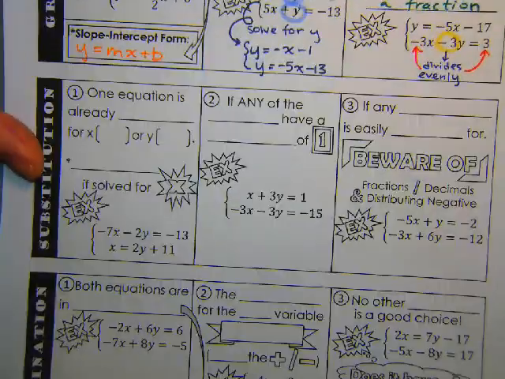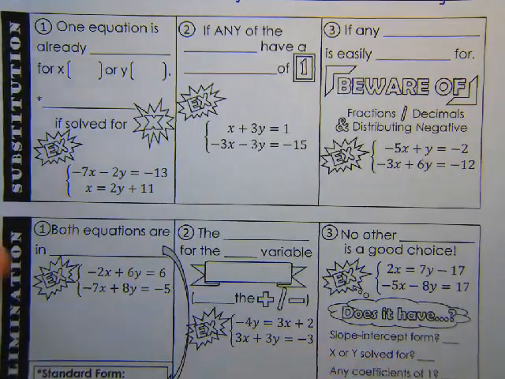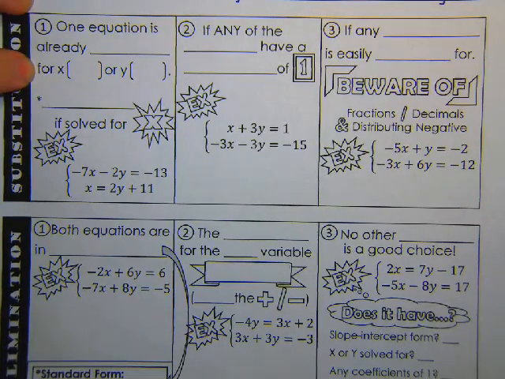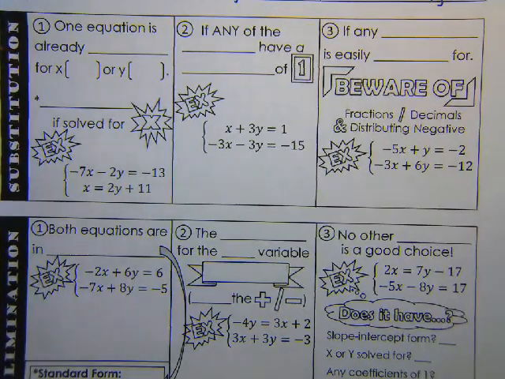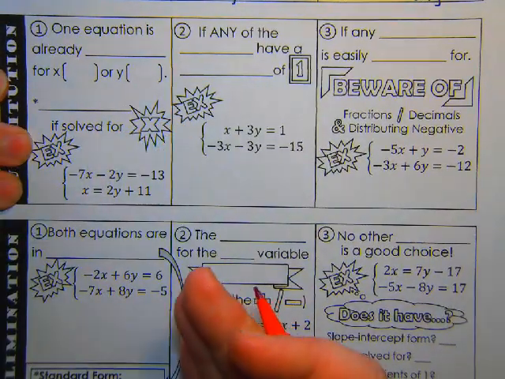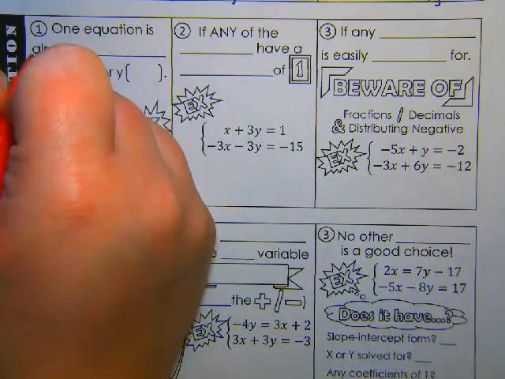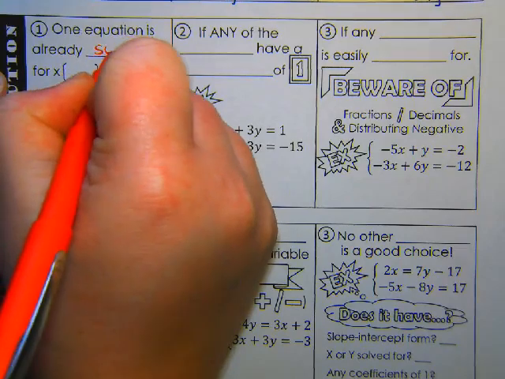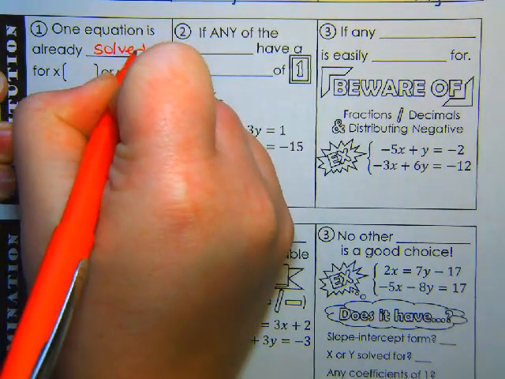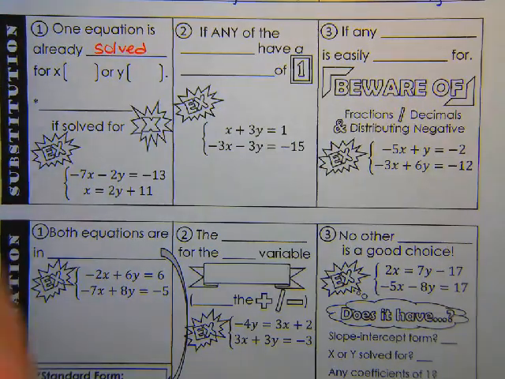Then we have substitution. Now again, you will have your favorite. Substitution happens to be my favorite, but that doesn't mean that sometimes I don't use elimination and graphing because it just makes more sense. But when we do a substitution, the first step for substitution is to take your equation, one of them, and solve for x or y. So if one equation is already solved for x or y, then you're good to go because the first step is already done for you.